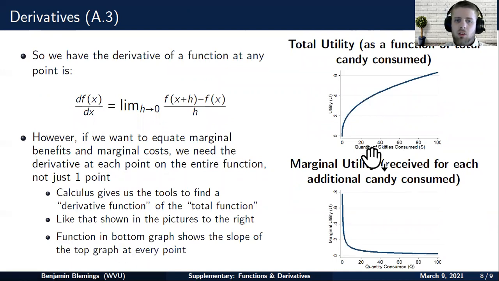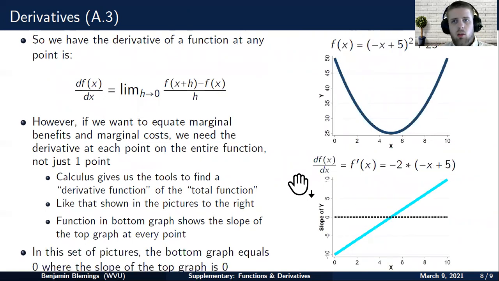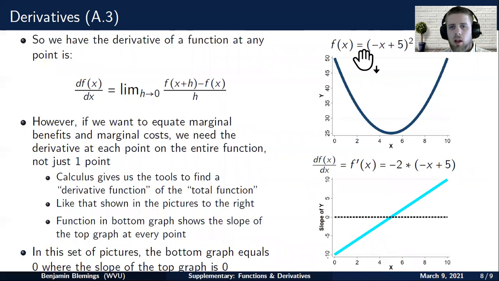As I said, the function in the bottom graph just shows the slope of the top graph at every single point. So if I did this without a utility function, and I just had some f of x, we have f of x equals negative x plus 5 squared plus 25 in the top function. You can see it's this parabola because it's an x squared, and it's just shifted over and up. It's downward sloping all the way until it gets to x equals 5. And then at x equals 5, the slope is 0. And then after x equals 5, it's positive sloping again.